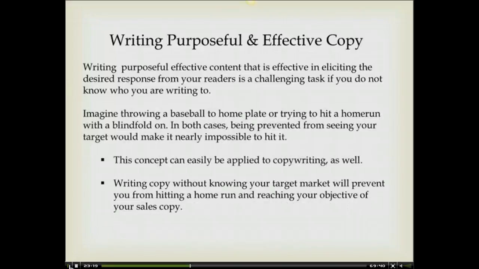Imagine throwing a baseball to home plate or trying to hit a home run with a blindfold on. In both cases, being prevented from seeing your target would make it nearly impossible to hit. This concept can be easily applied to copywriting as well. If you do not know who your target audience is, you're not going to be able to hit it with your sales copy. Writing copy without knowing your target market will prevent you from hitting a home run and reaching your objective of your sales copy. Basically, what's going to happen is they're going to show up, and as they're reading through it, you're not going to make any kind of connection. They're going to end up leaving, and you are not going to get them to take any kind of action except for clicking the little X at the top of the page and going on to your competitors.